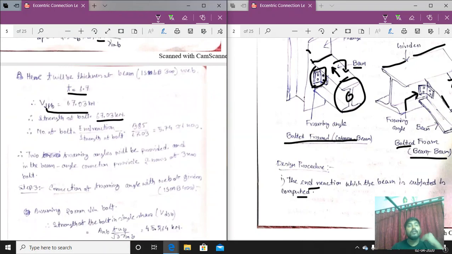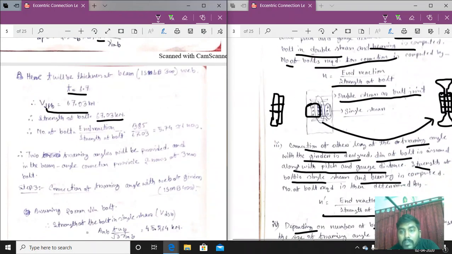Then coming to the number of bolts. The number of bolts is calculated as end reaction divided by the strength of the bolt. That is equal to 5.74, taking it to be 6. So 6 bolts are to be taken here, 6 bolts for the connection of the framing angle with the web of the connecting beam.